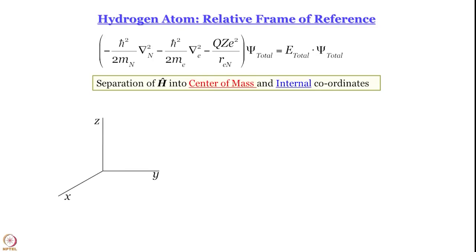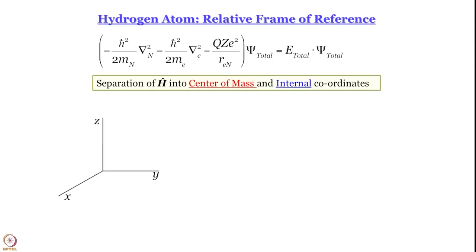If you think of, let us say, the Earth and Sun combined, are they only moving about each other? The entire solar system is moving. The entire galaxy is moving, yeah. So, that motion has to be separated. Unless we separate it, we will have too many terms and we will not be able to solve it. So, we have to separate the Hamiltonian into center of mass and internal coordinates.